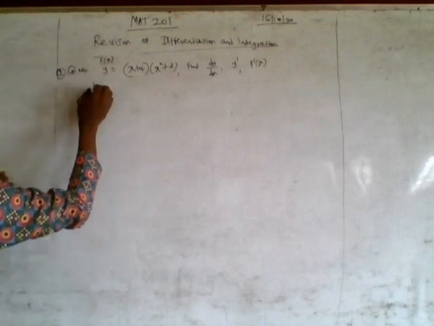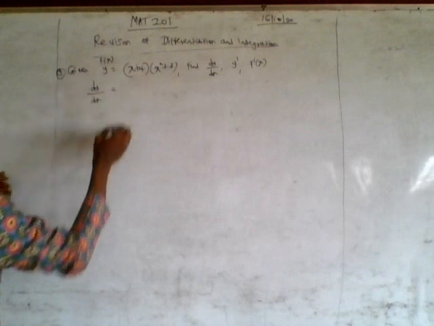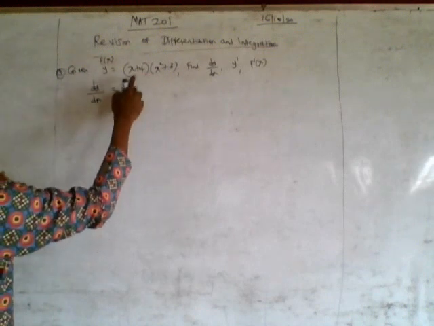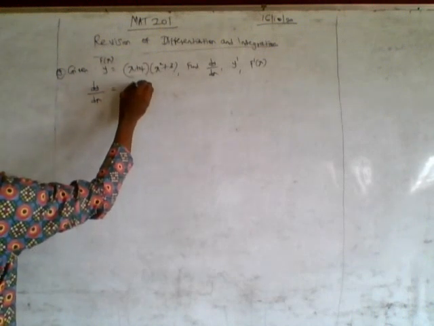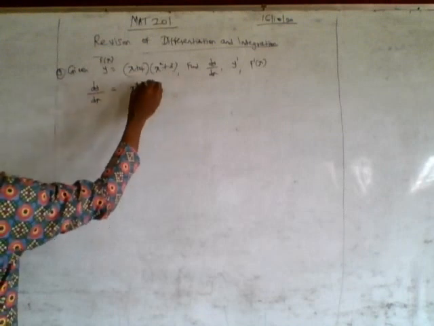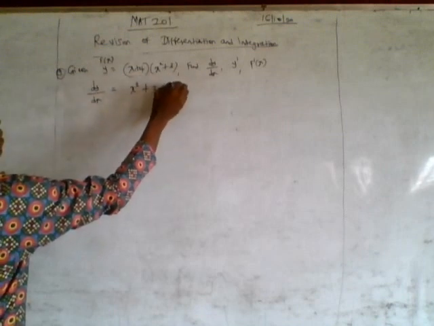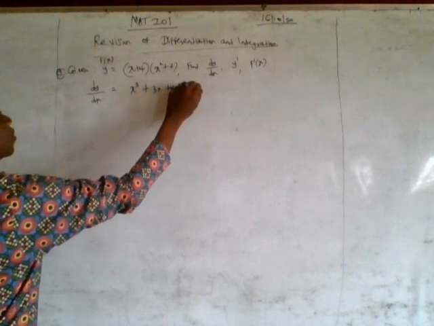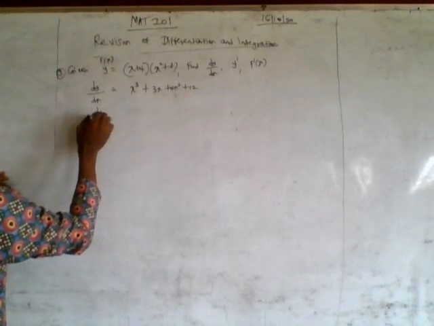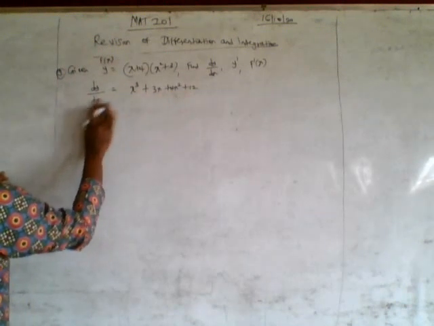So if you want to differentiate this, dy/dx, so we go on here, we expand. x times x squared will give you x raised to power 3. This and this will give you 3x. This will give you 4x squared. This will give you 12.